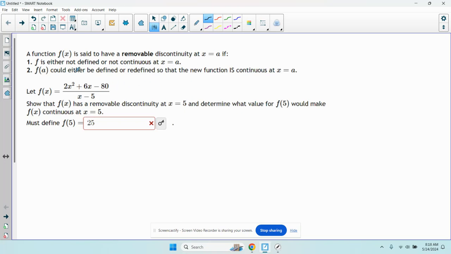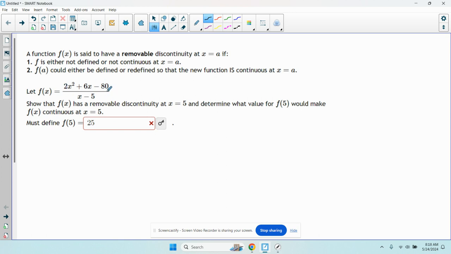Okay, so the function f of x is said to have a removable discontinuity at x equals a if f is either not defined or not continuous at a, and f of a could either be defined or redefined so that the new function is continuous at a. So basically, we're looking for a way of removing the issue at x equals 5. Since x equaling 5 right now will result in 0 in the denominator, we're looking for a way to remove that.